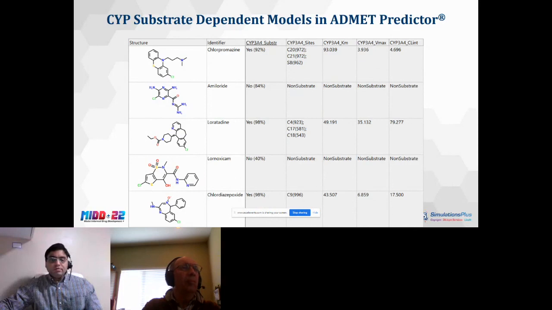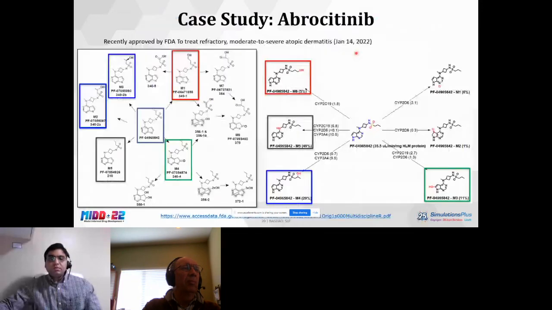To show you that this works, I recently predicted the metabolism of ebrocitinib, which was approved by the FDA last month. This was scanned through their submission review PDF file, and we can see that all the primary metabolites of this compound, which are 5 metabolites, are predicted correctly using our new models.